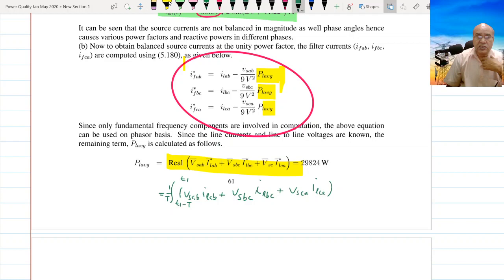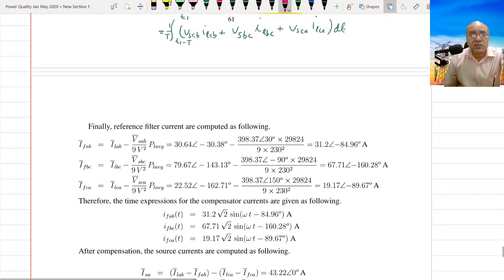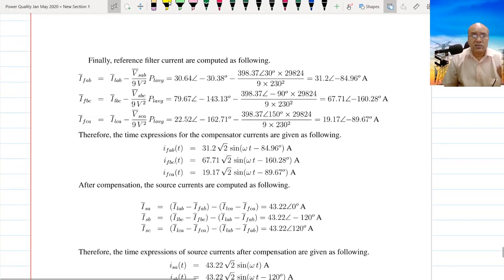This into dt. So once we know this power, the value of power is here. Okay, and the sigma VSJ square is 3b square, so it's 9b square. So I know 9 into b square is 230 square, and this is the VSAB. Okay, this is the power here.